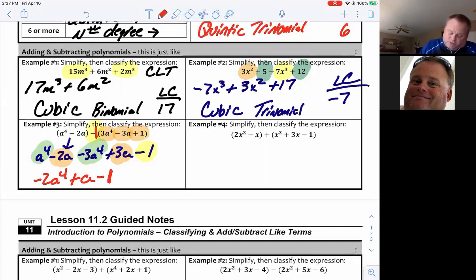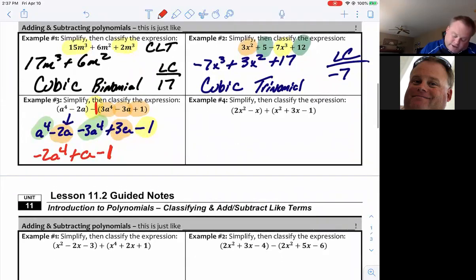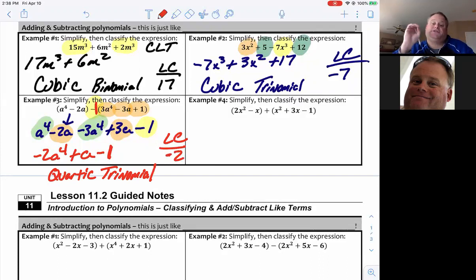Now, when I look at this, what is this going to be called? Well, 4 is quartic, so I know the highest power is 4, so quartic. There are 3 terms, so this is a trinomial. And my leading coefficient here is going to be a negative 2 because it's attached to the variable with the highest power.